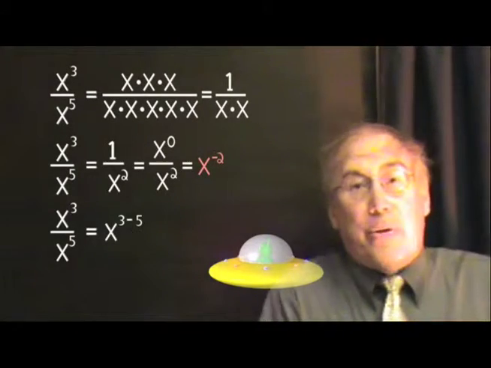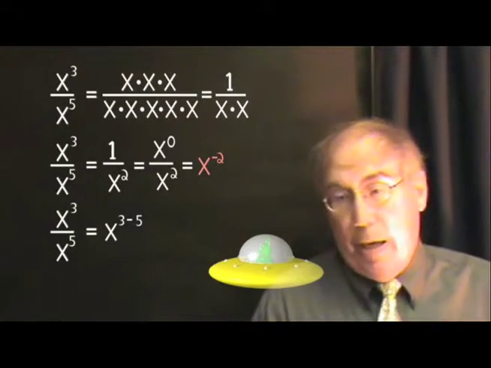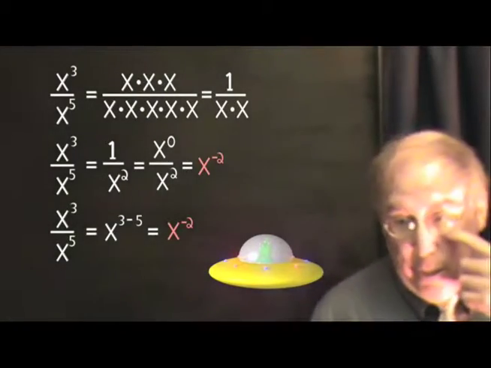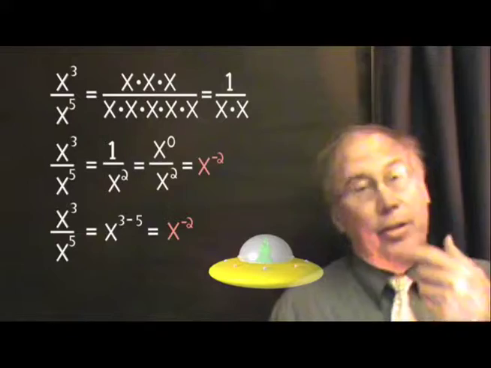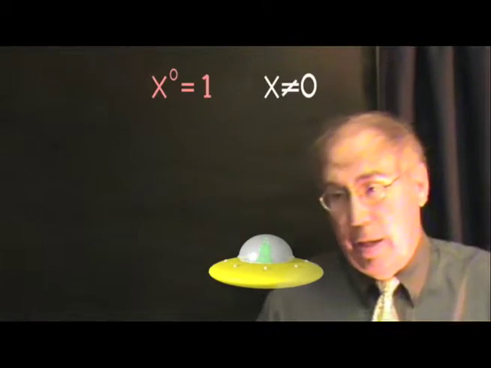Now, we could have just gone directly and subtracted the 5 from the 3 outright, and we would have got the same answer. So x to the negative 2, and that can be changed into 1 over x squared. That's a more presentable answer.